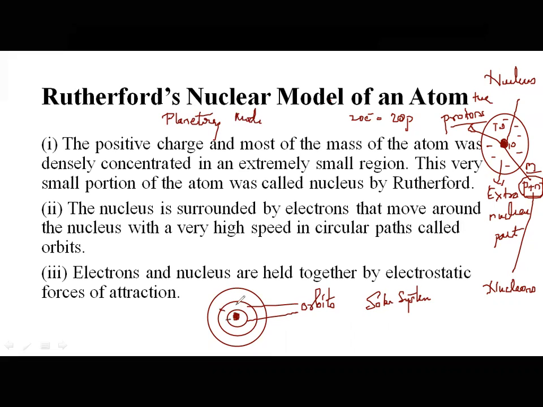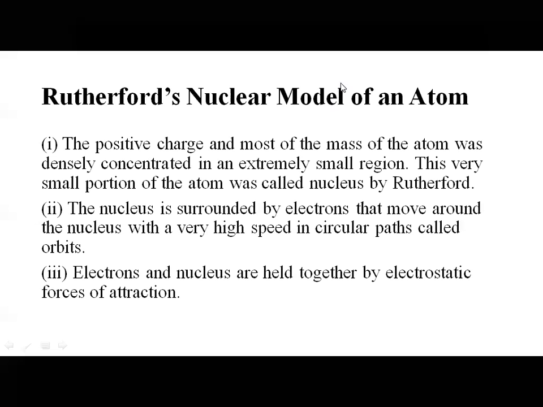So here are electrons, and protons are present inside the nucleus. Protons and electrons are held by electrostatic forces of attraction. So these were the conclusions, or postulates, made by Rutherford in his model. These forces of attraction operating on the electrons are balanced by the centrifugal forces. So that is about the nuclear model of the atom which was proposed by Rutherford.